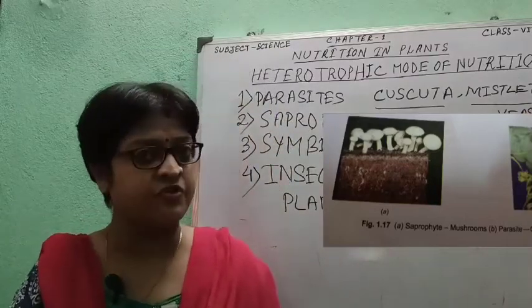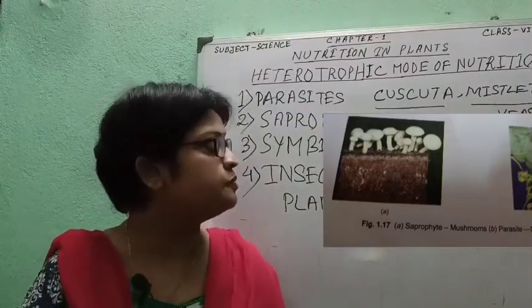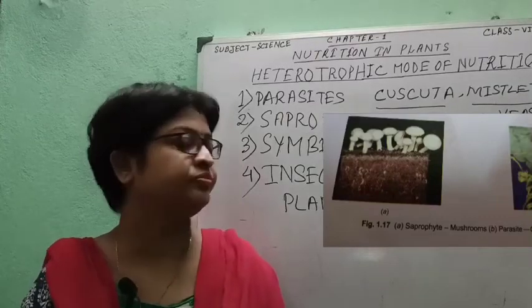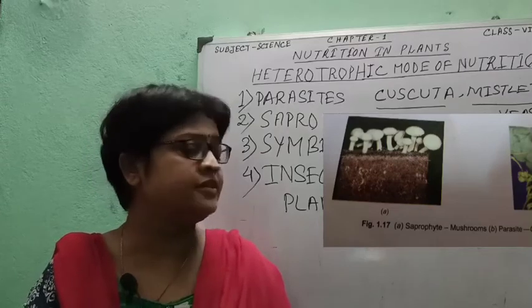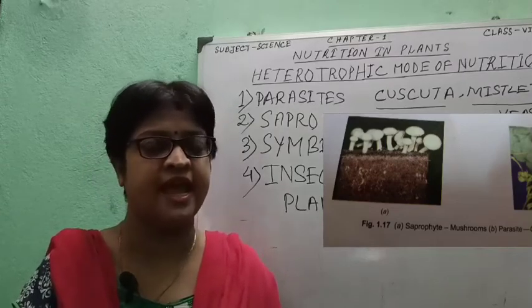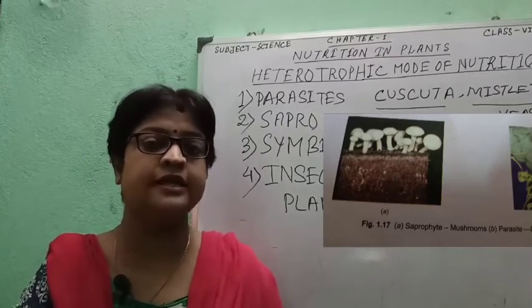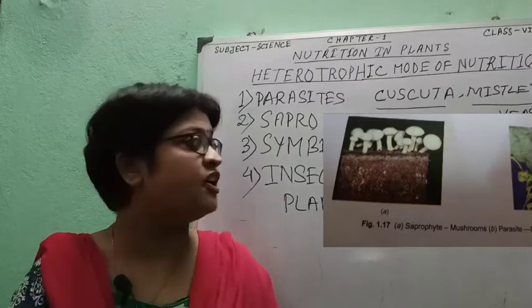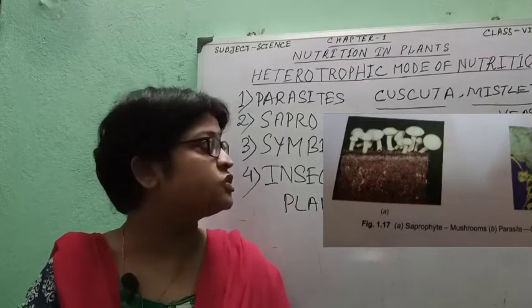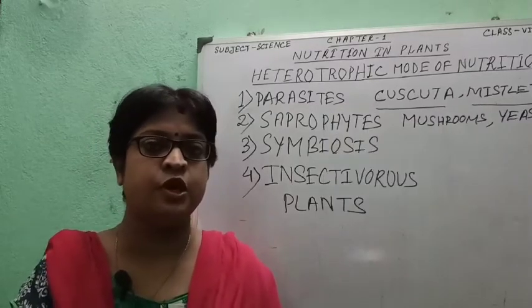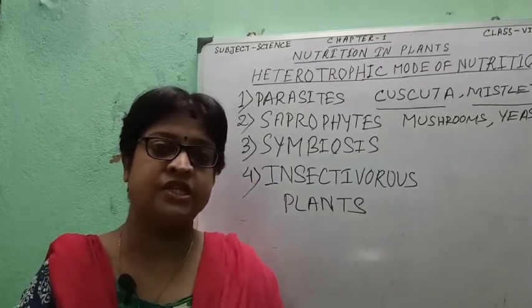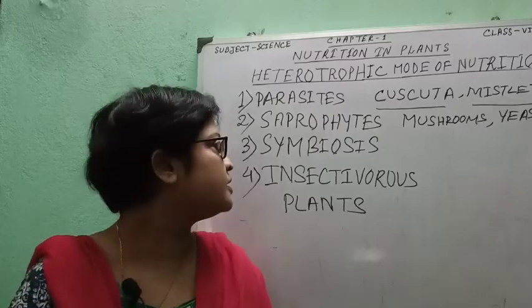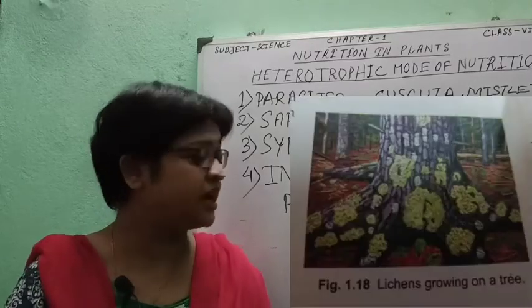Examples of saprophytes are mushrooms and yeast. Saprophytes obtain their food from dead and decaying organic matter. For example, mushrooms obtain their food from the rotting wood of a dead tree. Let's move to symbiosis.